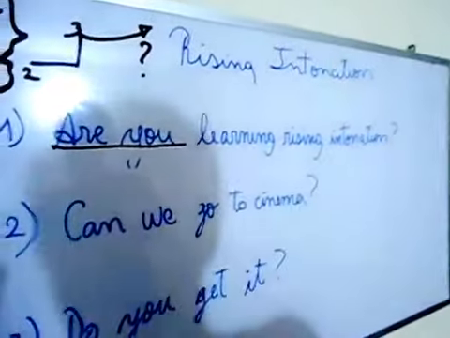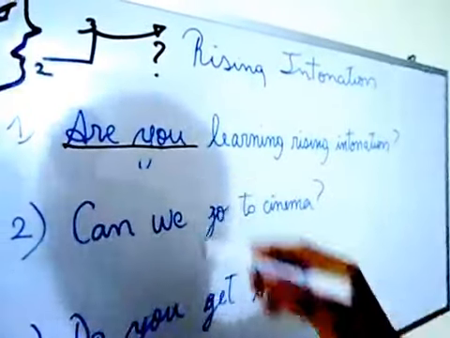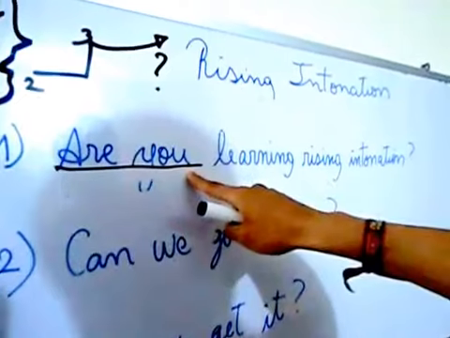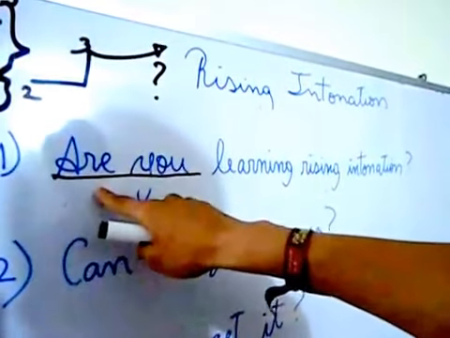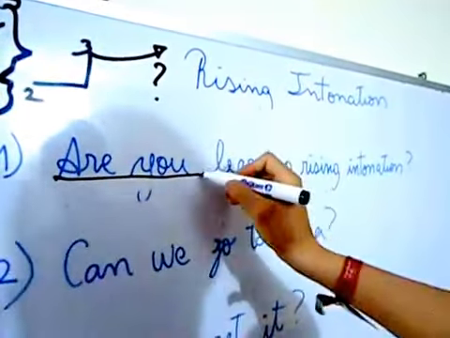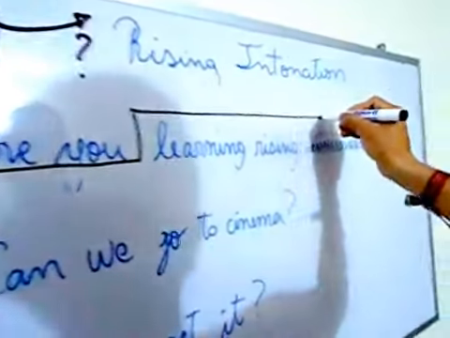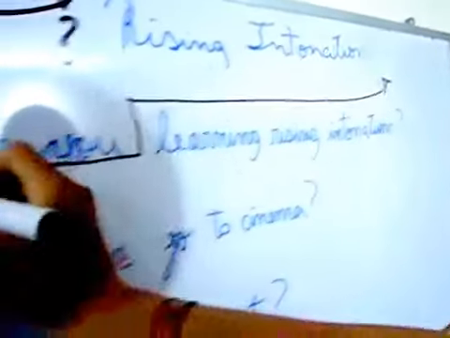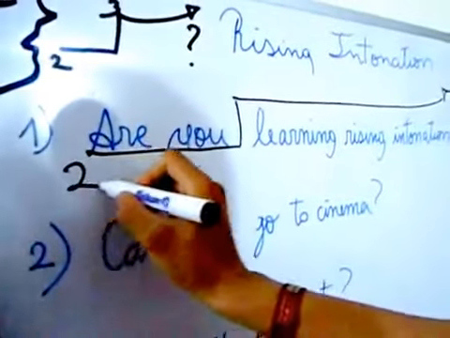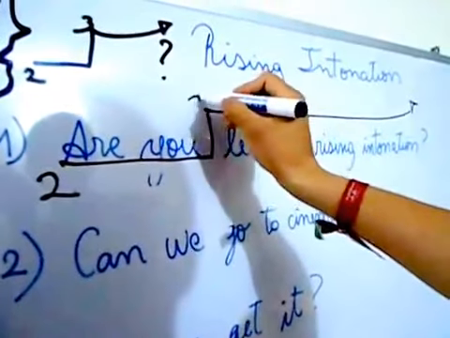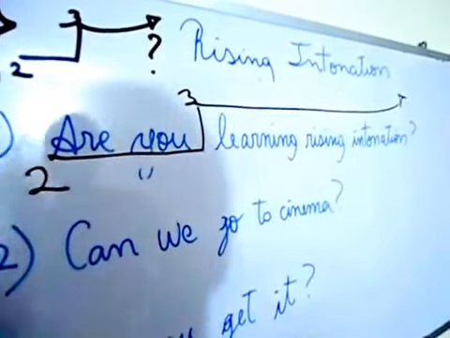I've written 3 examples. In the first, with the verb to be, I underlined "are you". So I recognize the verb and the pronoun. Then I go up, and till the end of the phrase, I separate it by writing the number 2, the standard level, and the number 3, the high level.